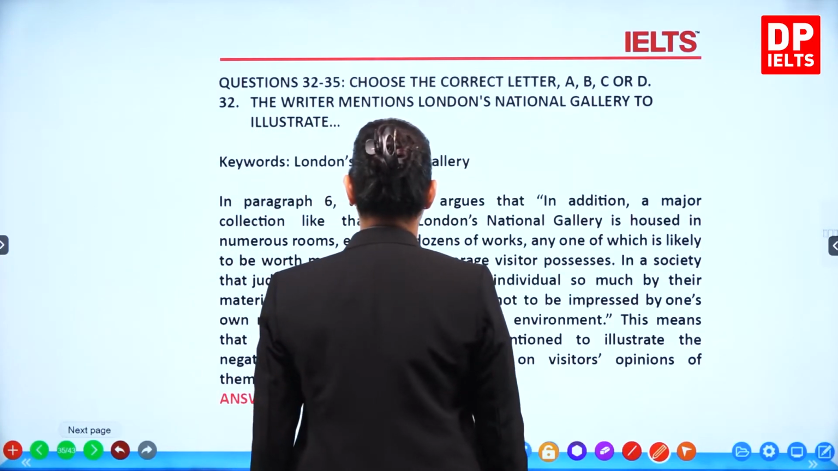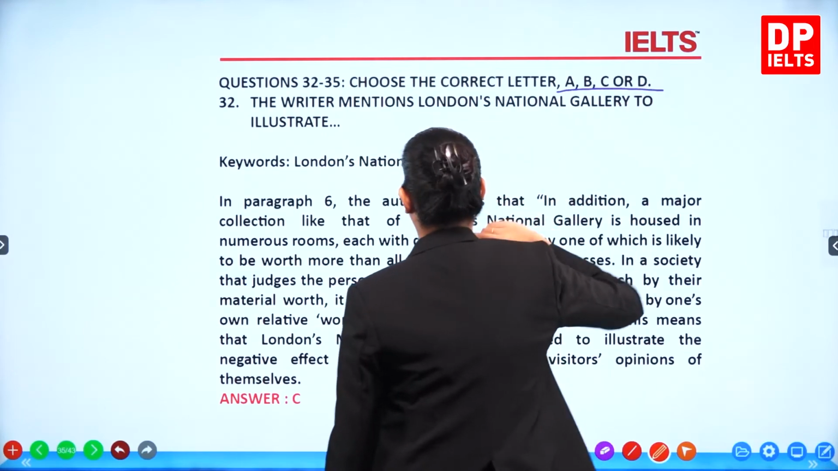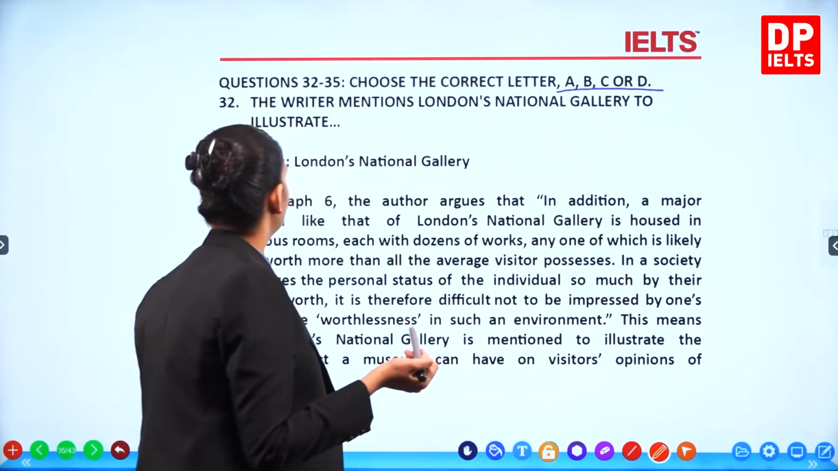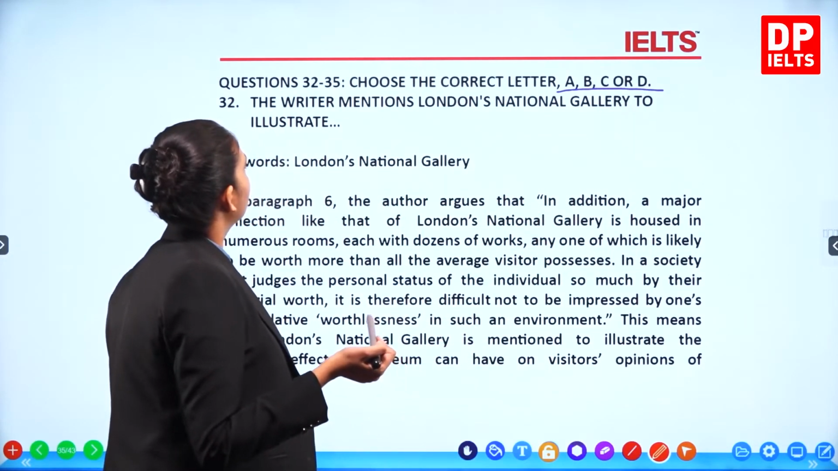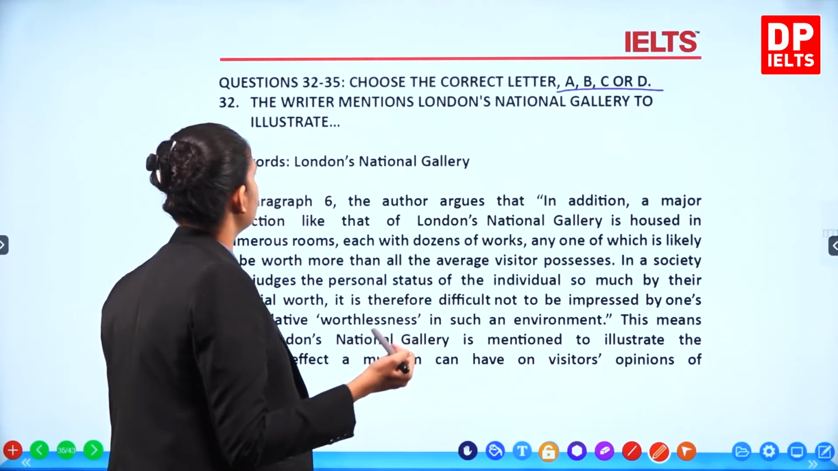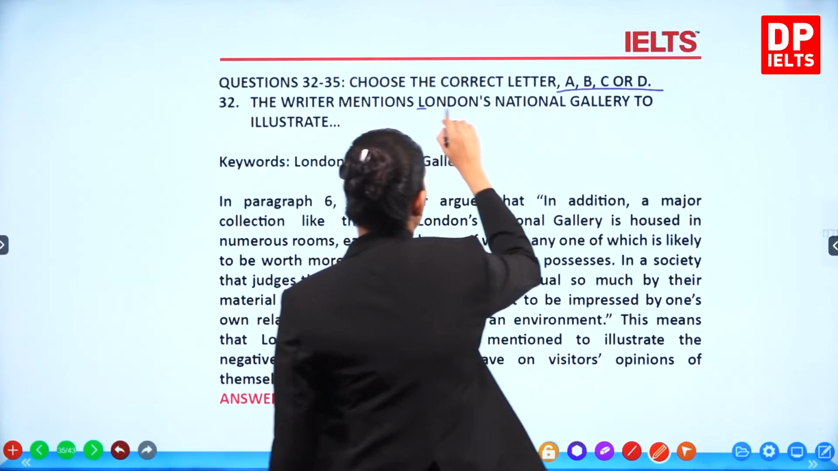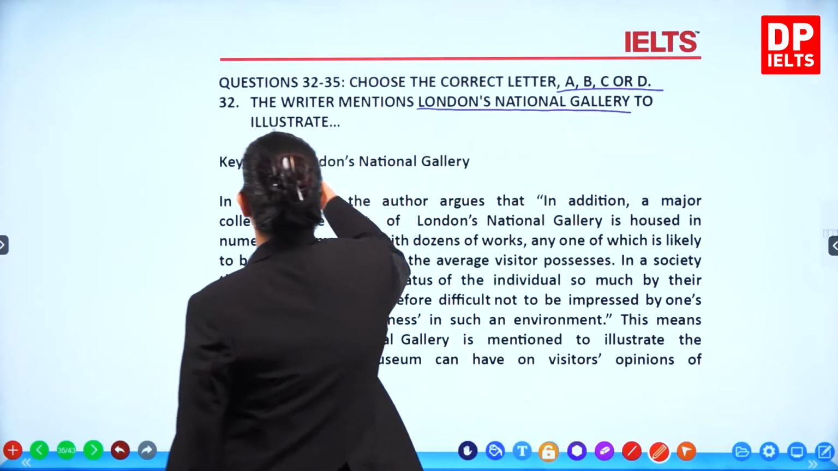Questions number 32 to 35. Choose the correct letter, A, B, C or D. The writer mentions London's National Gallery to illustrate what? Okay. So London's National Gallery, what does it illustrate?